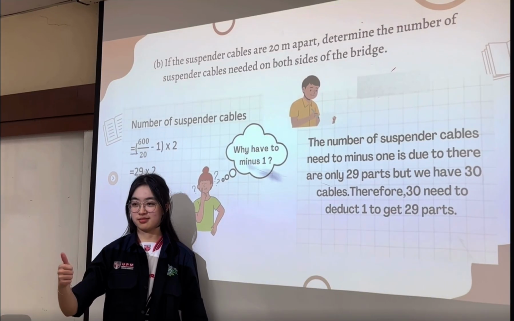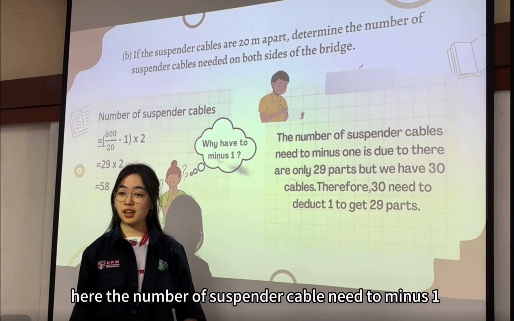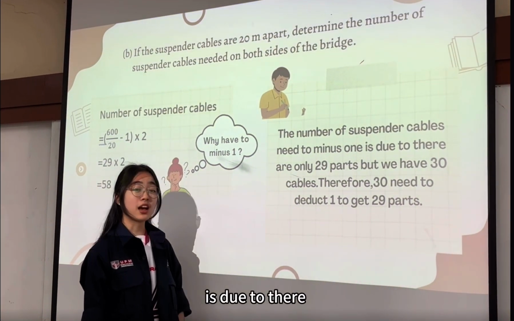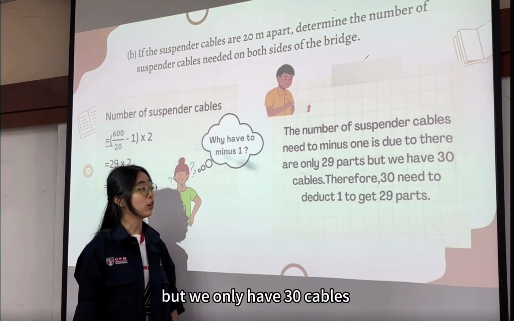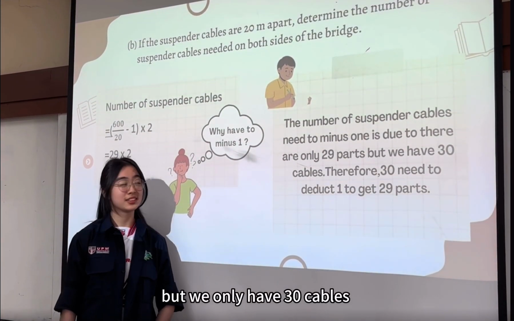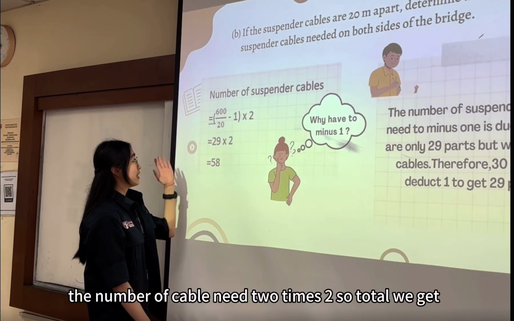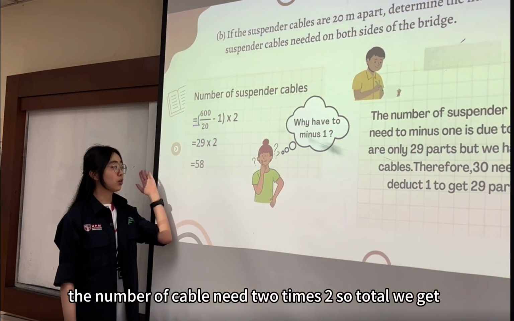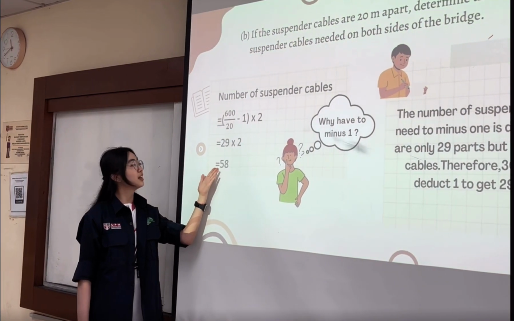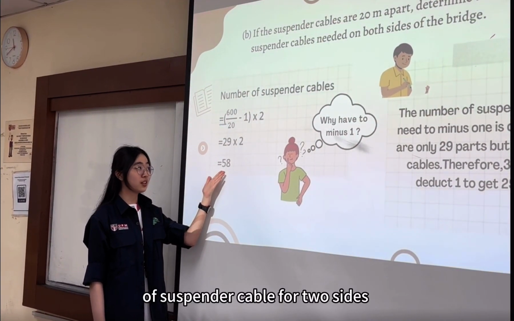Good question. Here, the number of suspender cables needs to minus 1 because there are only 29 parts, but we have 30 cables. So, since we have 2 sides, the number of cables needs to times 2. So, in total we get 58 suspender cables for 2 sides.